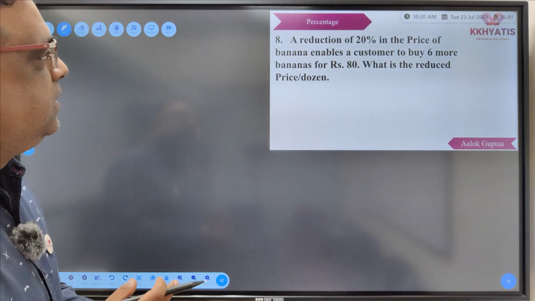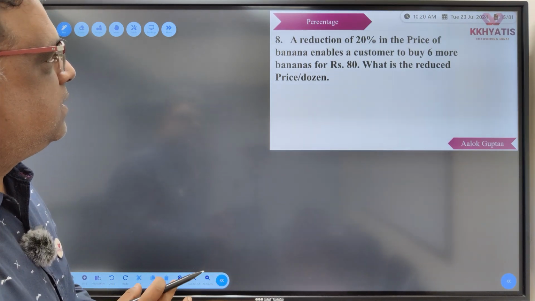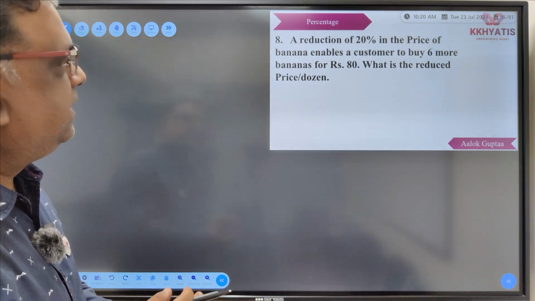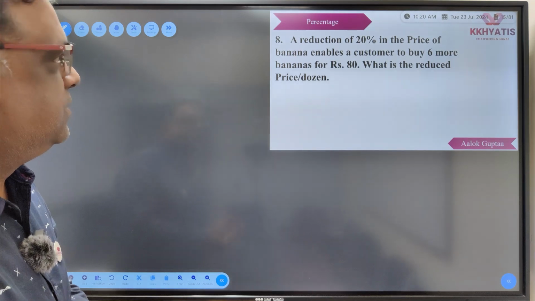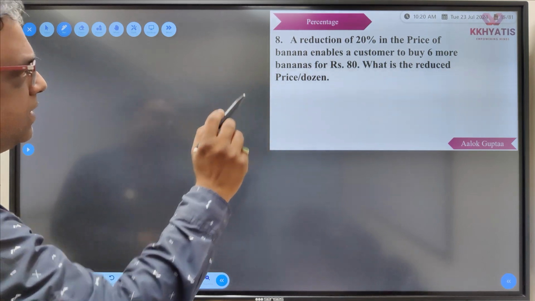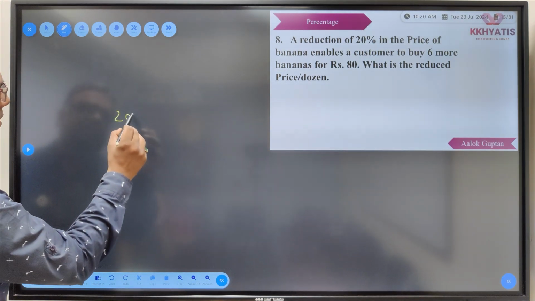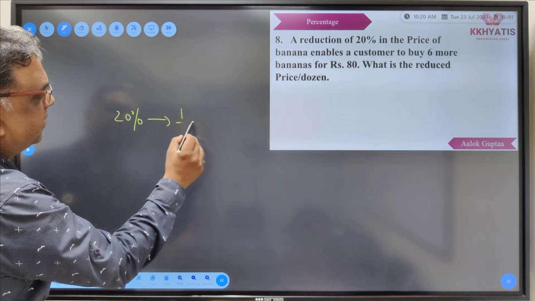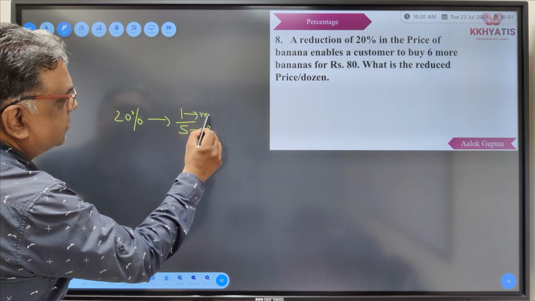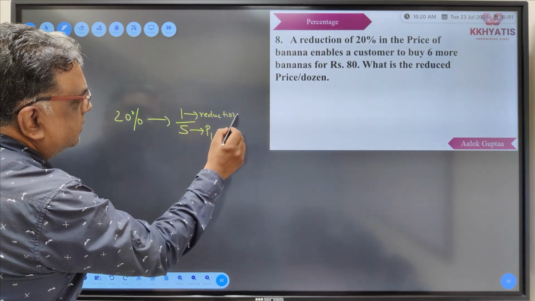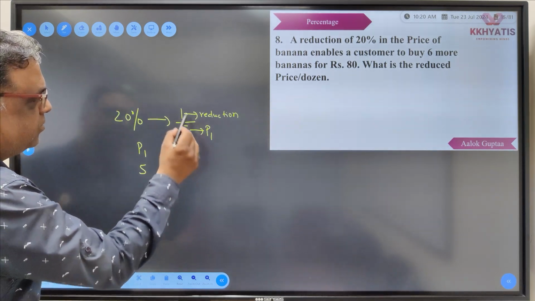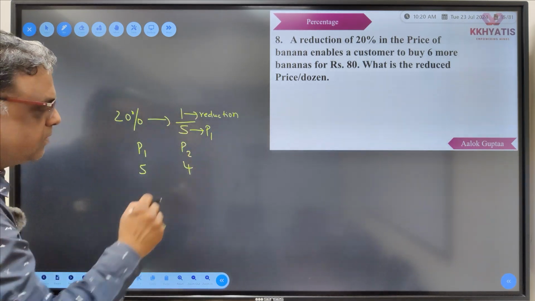Again the same. A reduction in 20% in the price of banana enables a customer to buy 6 more bananas for ₹80. What is the reduced price per dozen? Which means a reduction in 20% of the price of the banana. So price got reduced by 20%. 20% means 1 by 5. This is my old price. This is my reduction. So my old price is 5. My new price would be, it got reduced by 1, so 4.